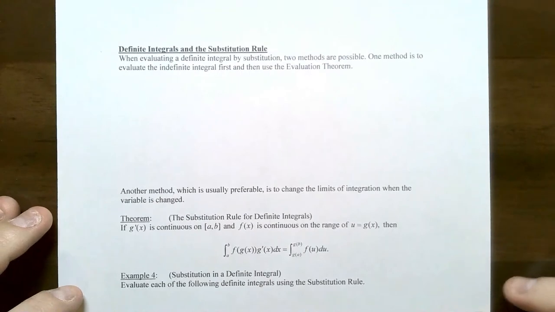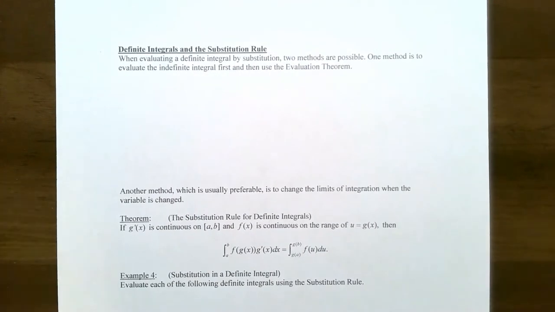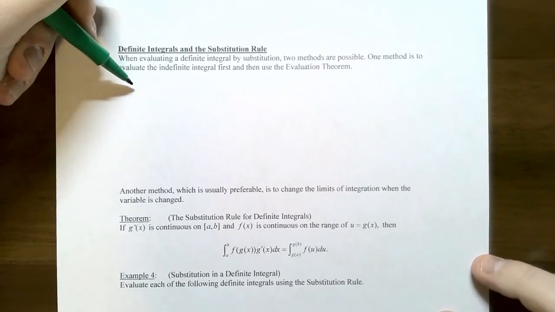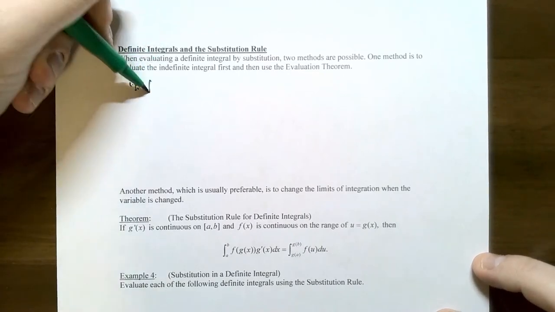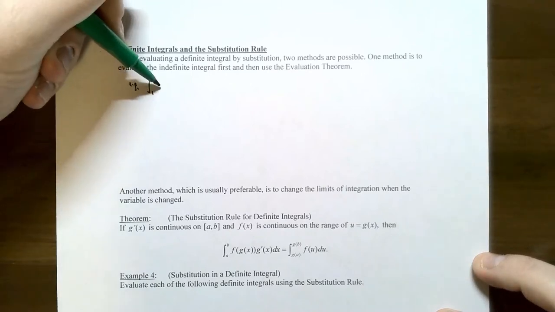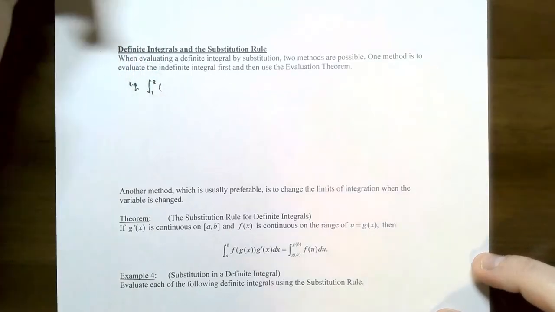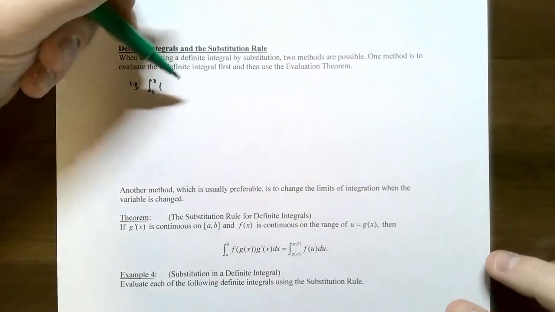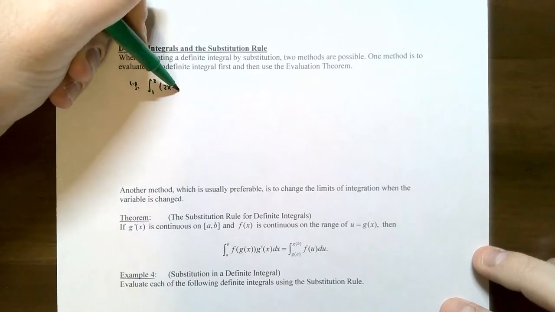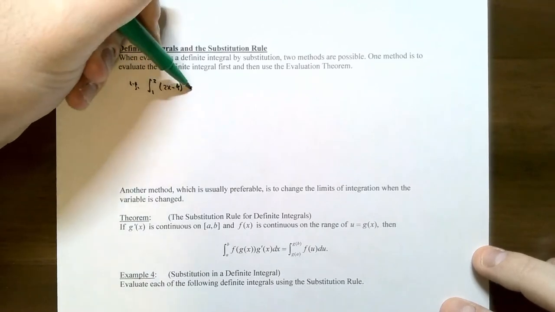So how do you use the substitution rule when you have definite integrals? If you've noticed, in the previous video, we only dealt with indefinite integrals. So let's do an example of how you deal with the substitution rule, but with definite integrals. So let's try the definite integral from 1 to 2 of two x subtract four to the fourth power dx.